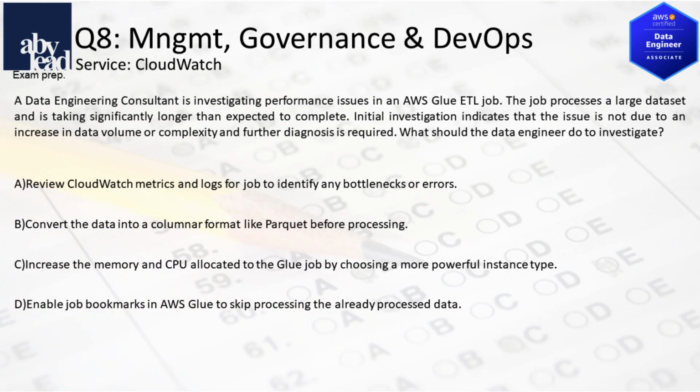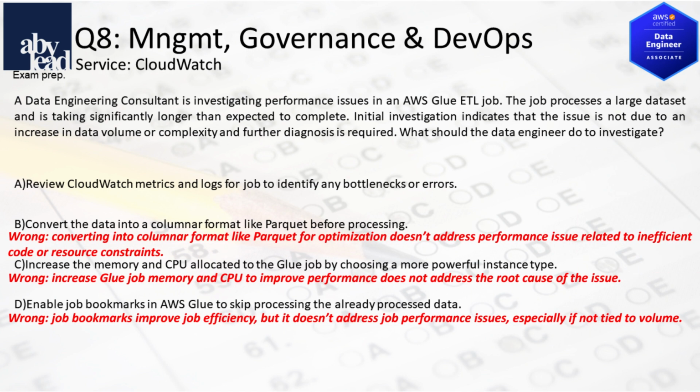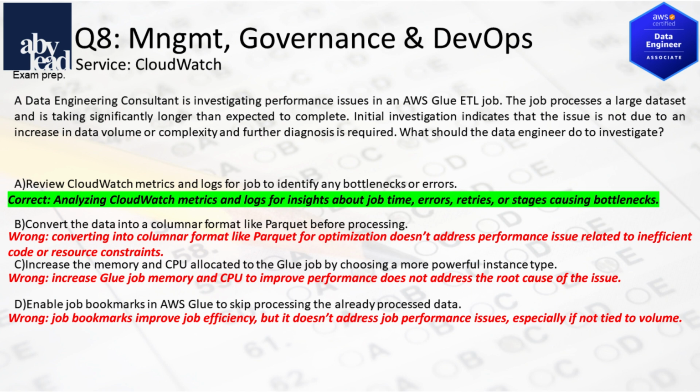Question 8. For a Glue ETL job, you have to identify the performance issues not based on data volumes or complexity. Of the 4 proposals, Parquet format, job bookmarks, and larger Glue job memory improve performance and are important to know. But they don't identify the root cause. Correct is to analyze CloudWatch metrics and logs for insights about job time, errors, retries, or stages causing bottlenecks.